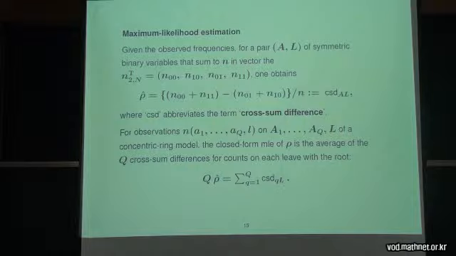Each leaf is of the same size n. The leaf? Yeah, each leaf has the same size n. They sum to n. Yeah, I have a 2x2 contingency table. N is the total sum of the observations. And what about for each leaf?